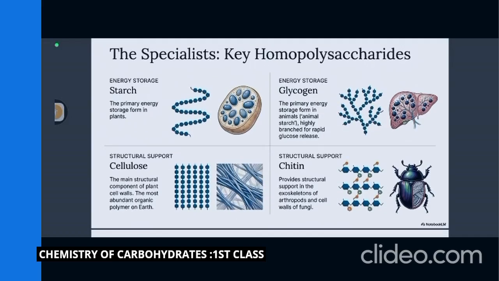There is some clinical relevance. Primary energy storage in plants is starch. For structural support, it is cellulose, the most abundant organic polymer on earth, at the left hand side down. On the right hand side, upper side, it is glycogen, the primary energy storage form in animals, highly branched for rapid glucose release. Chitin provides structural support in the exoskeleton of arthropods and the cell wall of fungi.